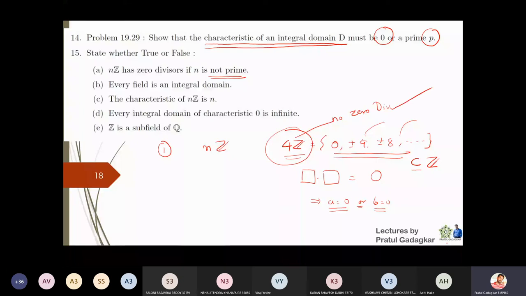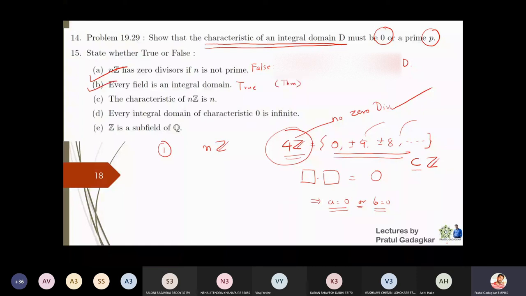This means nZ does not have zero divisors at all. It does not depend on whether n is prime or whether n is not prime. nZ never has zero divisors. So this statement is actually false. Second, every field is an integral domain. This is obviously true because this is a standard theorem that we have studied in the lecture.